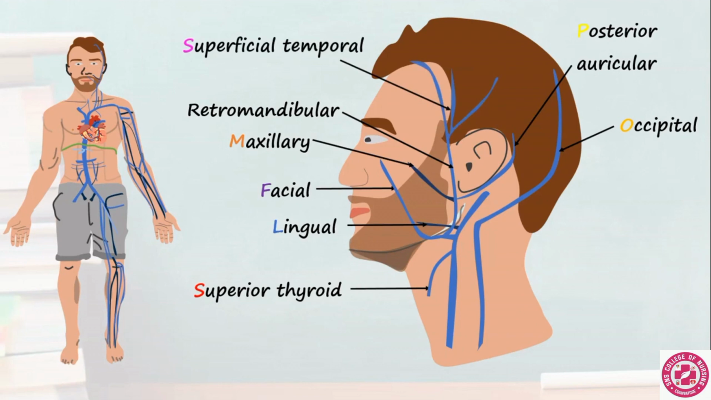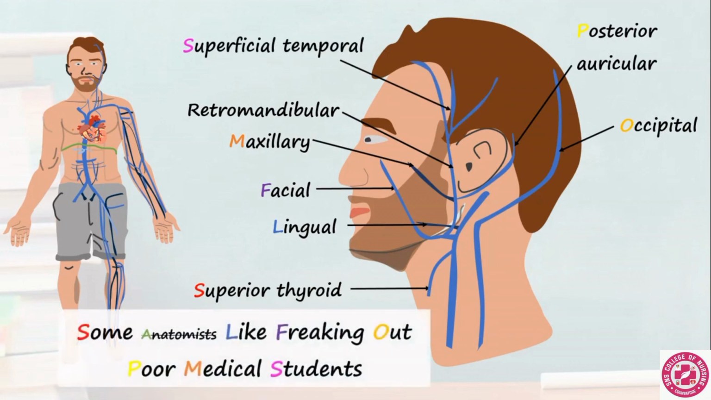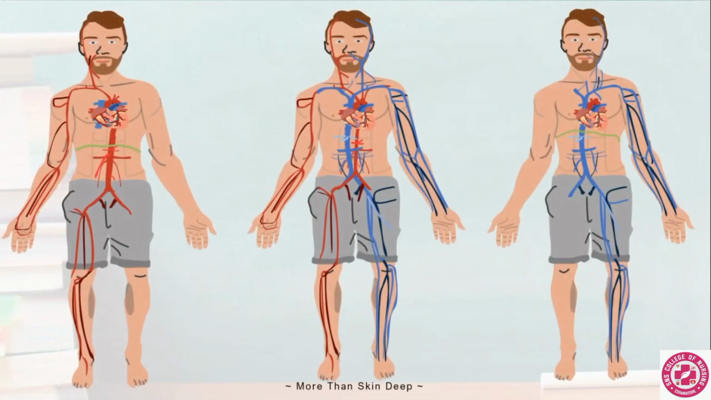Now, there's a lot to remember here. We can help out by using the same mnemonic as for the branches of the external carotid artery, but we must remember that most textbooks don't consider there to be an ascending pharyngeal vein, so let's leave this out. Okay, there we go. Now you've covered most of the major veins and arteries that exist in the human body. Here they are all together, so you can see how they relate to one another.